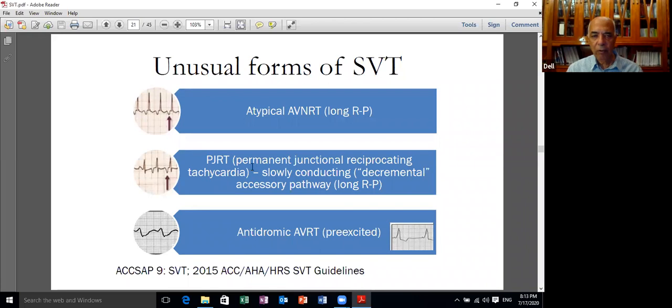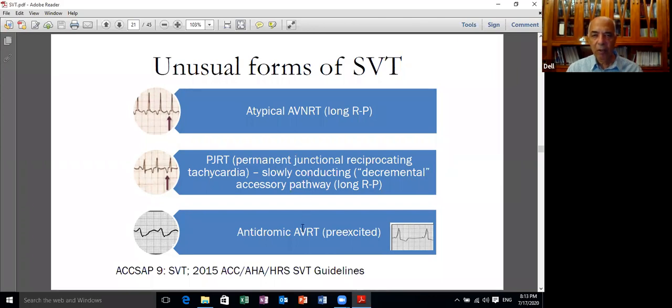It's an orthodromic AV re-entry tachycardia. It's not common, but because it's not rapidly conducting and the rate is not rapid, the patients are usually asymptomatic and they present with cardiomyopathy. If you detect it and you ablate the slowly conducting decremental accessory pathway, you get rid of the cardiomyopathy.